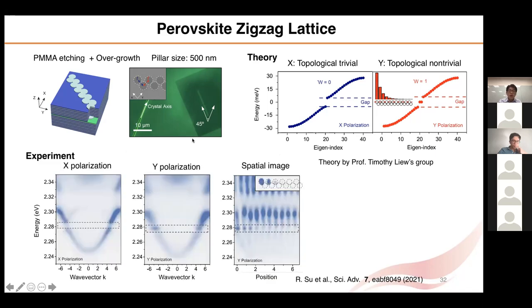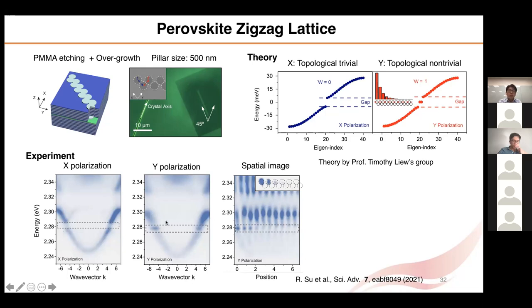In order to probe those features experimentally, we carry out angle resolved, or momentum resolved, spectrum measurements. As you can see here, if we use X polarization, we only see a gap opening inside this S band. While if we change to Y polarization, in addition to this gap opening, we also see some state inside that is actually the topological edge state.